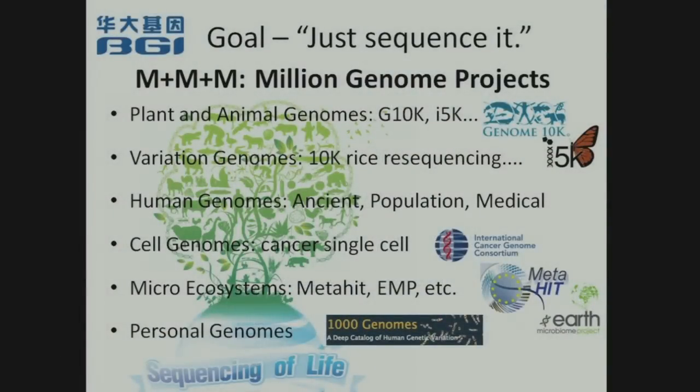There's a lot of challenges dealing with this, obviously. But to use the sequencing capacity, the five-year goal at the moment at BGI is these million genome projects, to use this capacity to basically power through these global mega sequencing projects: G10K is 10,000 vertebrate species, 5,000 insect species, these big cancer genome consortia, looking at kind of microbial ecosystems and the like. So there's plenty of things out there for BGI to sequence.